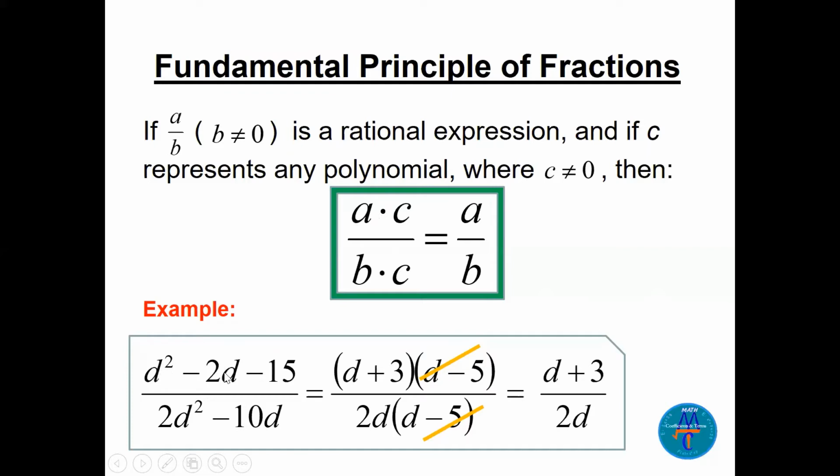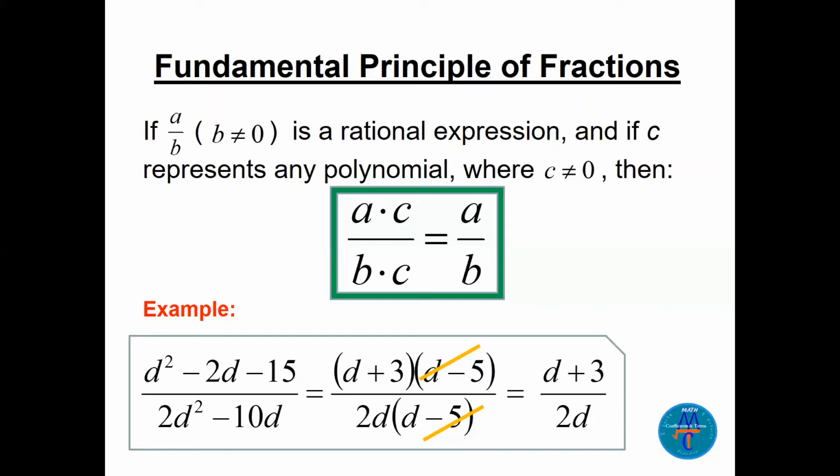d squared minus 2d minus 15 over 2d squared minus 10d. I have seen students canceling d squared because you see it's up and down. Completely wrong. You cannot cancel. Why? We have minuses or pluses. So what do we do? Factoring. The main idea in this lecture and lectures 13, 14, 15 is factoring. We have seen factoring in lectures 10, 11, and 12. You can review them if you like.